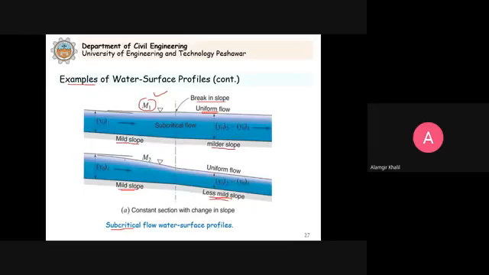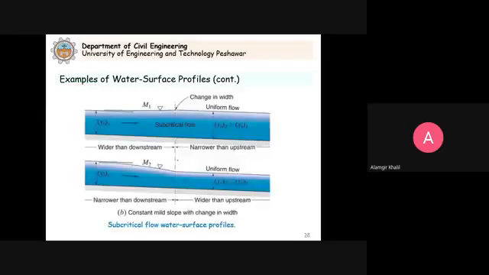Now another example, again with reference to subcritical flow. If we have an upstream channel wider than the downstream channel, for example you have this channel and then it meets this channel, this is wider and this is less. So the downstream is narrower than the upstream. The behavior of water at the break, the change in the width, while the slope is the same.